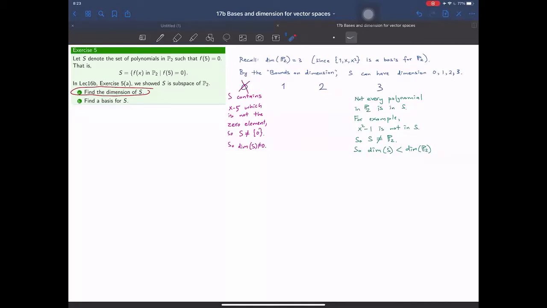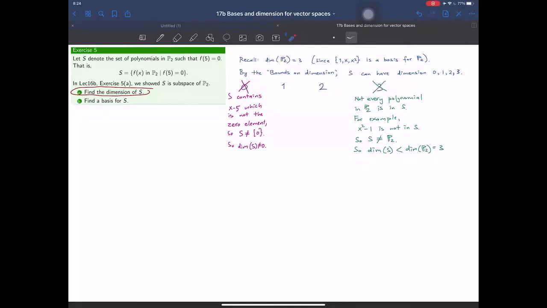To show that the dimension is not 3, we just need to show that there is one element which is in P2, but not in S. For example, I can take x squared minus 1 because 5 is not a root of this polynomial. Another option I can use might be the constant polynomial 1. The root of that polynomial is not 5. So S is not the whole P2. So the dimension of S must be smaller than the dimension of P2, which is 3.